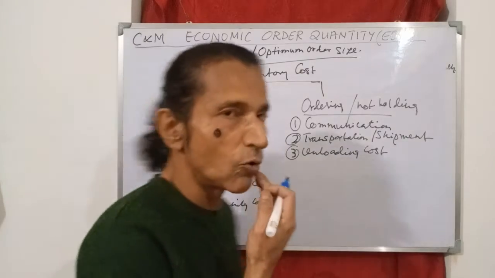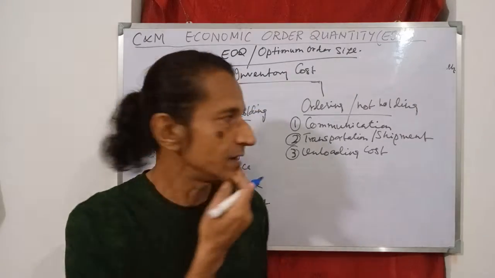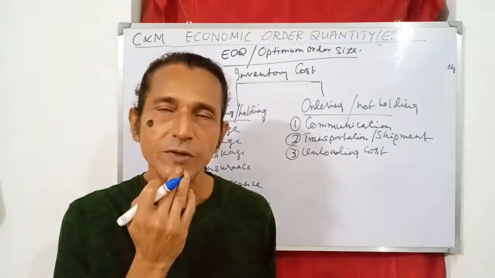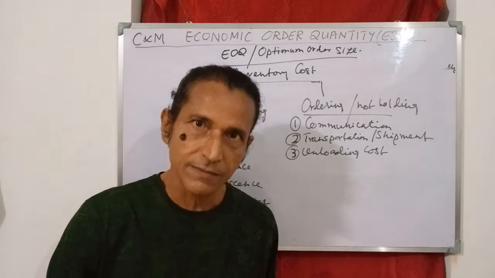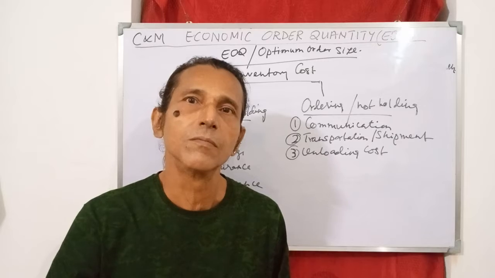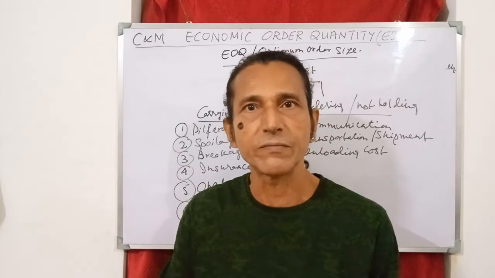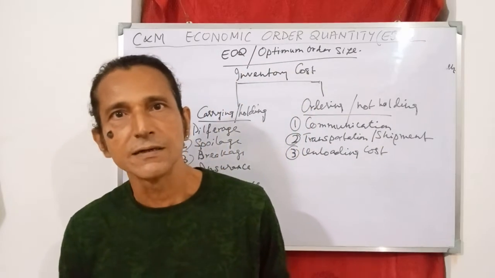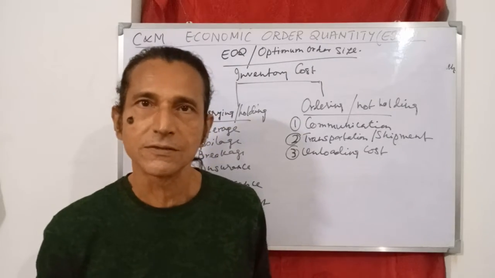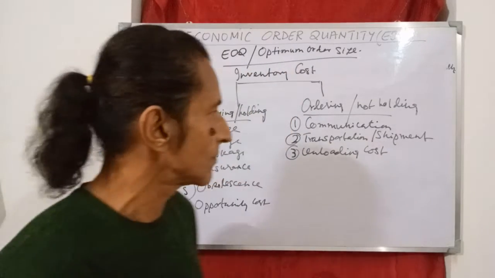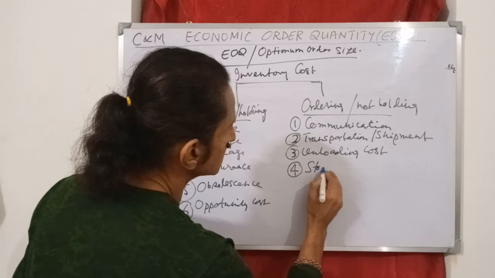When the whole consignment for the full year is taken in one go, the firm is unloading the inventory only once. On the other hand, if the number of orders is much more, 10, 20, 30, 40, 50, 60, etc., in that case, every time the firm has to unload the materials, and that involves a cost. And number 4, very important, stock out cost.